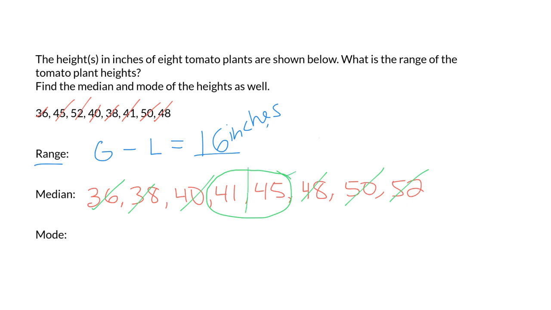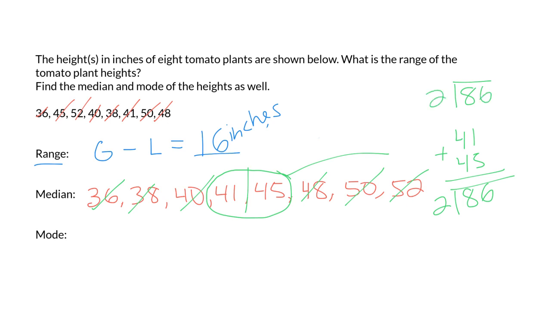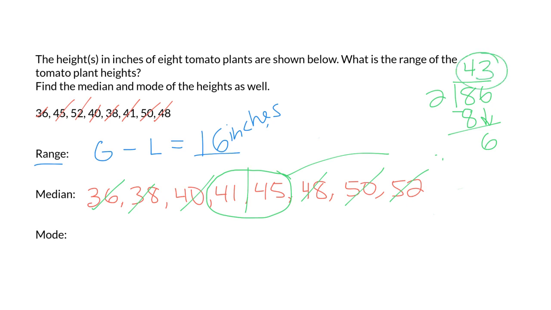One way we can do that is by adding 41 plus 45, which is 86, and then we're going to divide 86 by 2. I'll write that up here again. And again, that's going to give us that very middle value. So 2 goes into 8 4 times, which gives us 43.